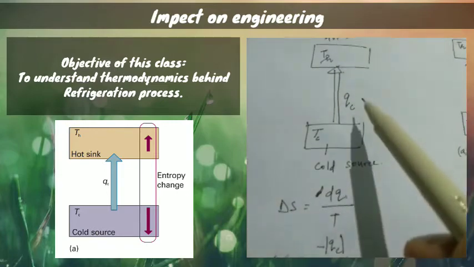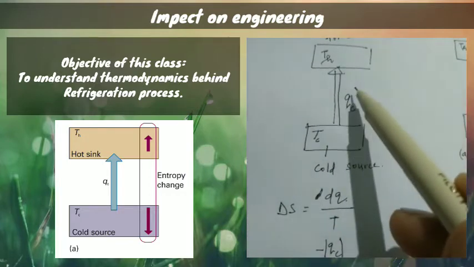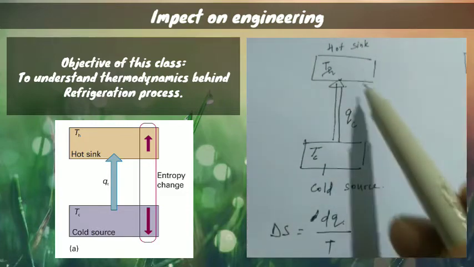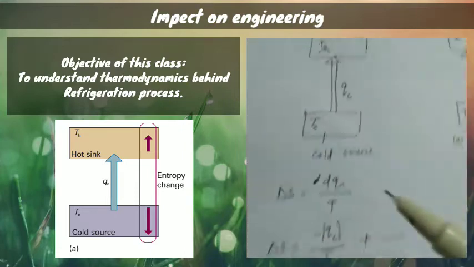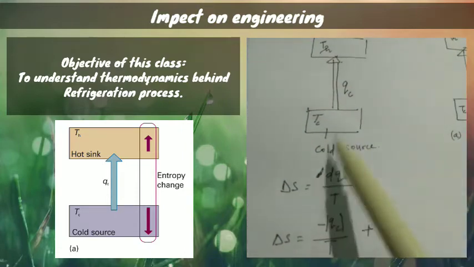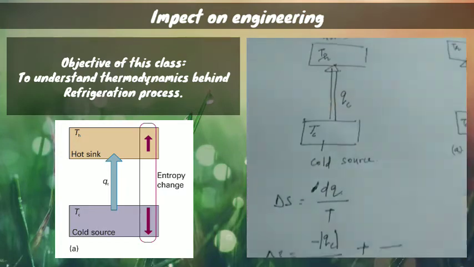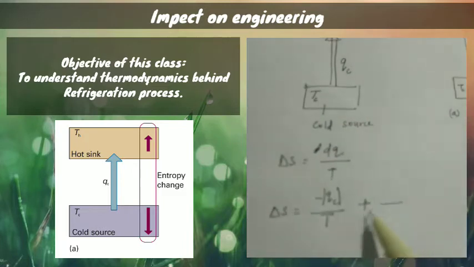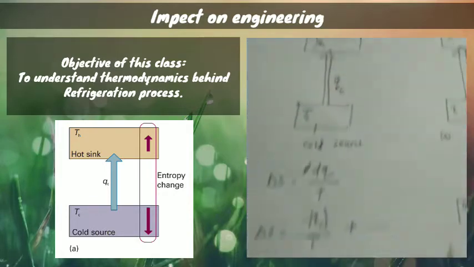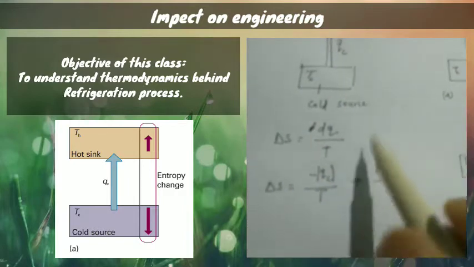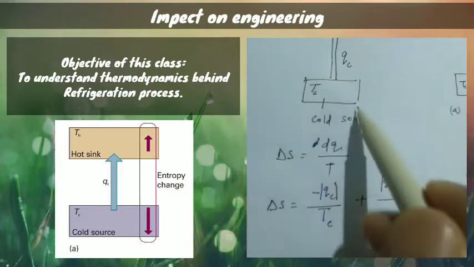And that amount of heat that we remove from this part, we are going to put into the hot sink. So the entropy will be plus, because we are going to add that amount of heat into the hot sink. The negative sign is due to the removal of the Qc amount of heat, and the same amount of heat we insert in the hot sink, so we use a plus symbol. It will be plus Qc, the same amount of heat. For the cold part the temperature is Tc.